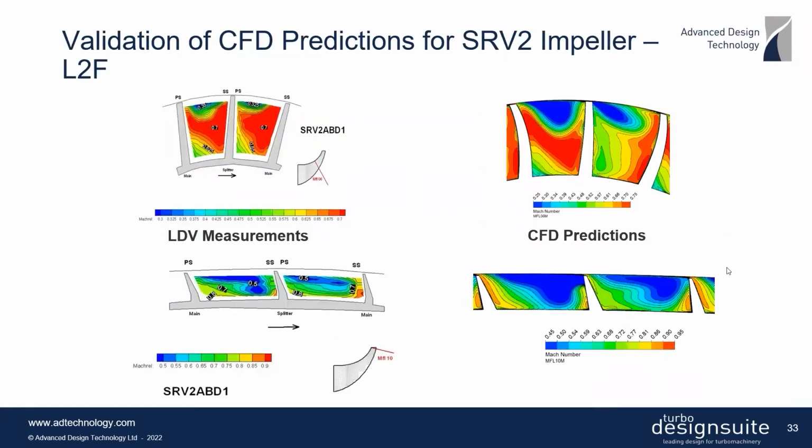So initially, let's look at a comparison. What you see here on the left are the LDV images. And obviously you are missing a small region near the end walls because of reflections. But otherwise, there's quite a good match with the LDV measurements.